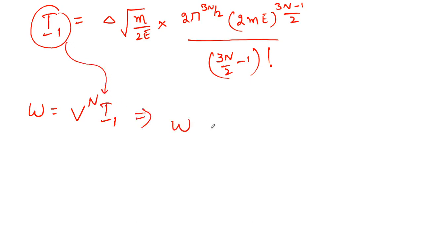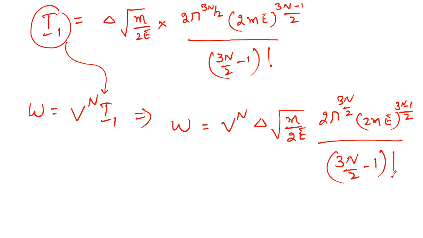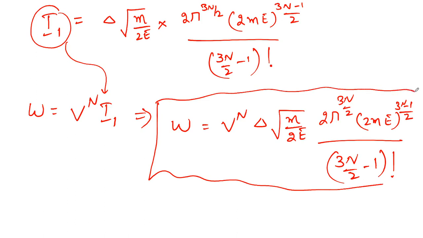Putting the value of this I1 in this equation, the total volume of this hypershell comes out to be V raised to the power n, delta over under root of m over 2e, 2 pi to the power 3n by 2, (2me) to the power 3n minus 1 by 2, over 3n by 2 minus 1 factorial. So let us say this is equation number 2.